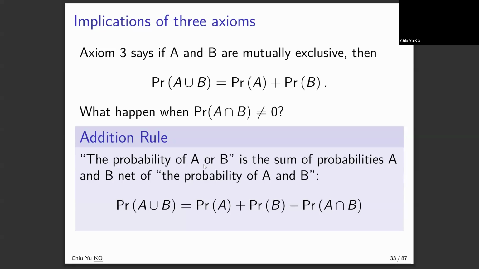What happens if they're not mutually exclusive? We need to subtract the part where they happen at the same time. This is the addition rule. So the union is the sum of them minus the intersection. Or the intersection is the sum of them minus the union, because you just swap the most left and most right. So let's repeat this statement: the union is the sum of its parts minus the intersection.